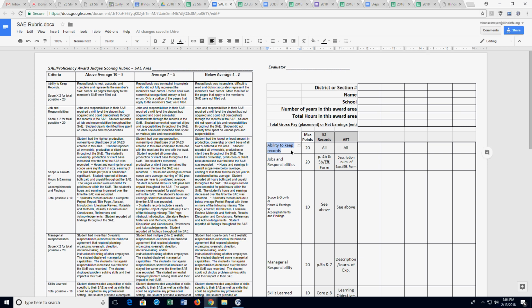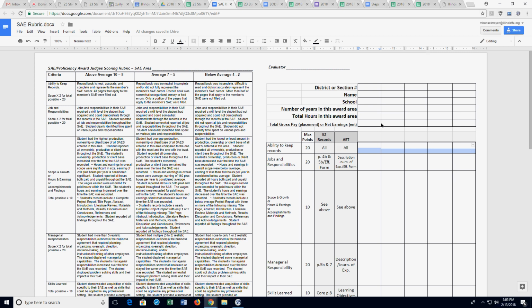Moving through the rubric and the points that we award on the record books, the first area we judge is the ability to keep records. The ability to keep records is worth 20 points. Whether you're judging Easy Records, paper books, or AET record books, you are looking at all of the pages in those record-keeping systems. It should also be noted that no preference should be given to any one of the record-keeping systems. All three record-keeping systems, paper books, Easy Records, and AET, should be judged equally using this rubric.